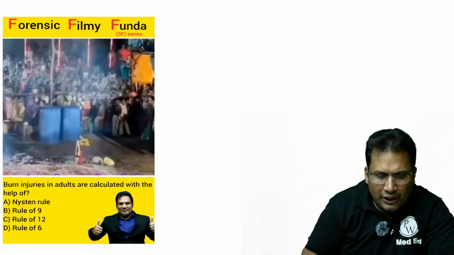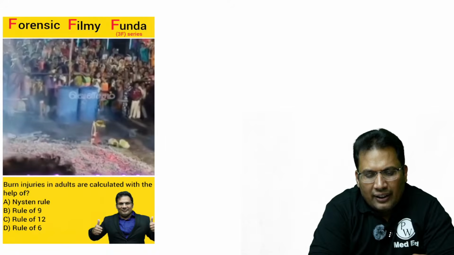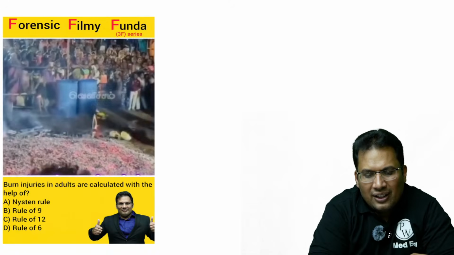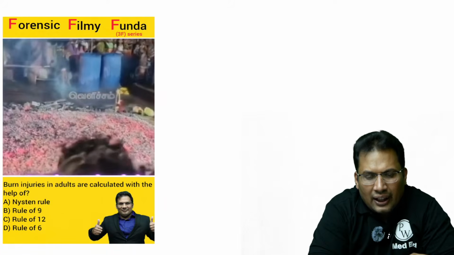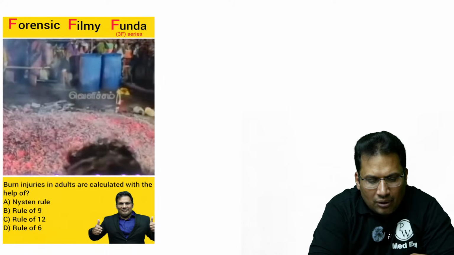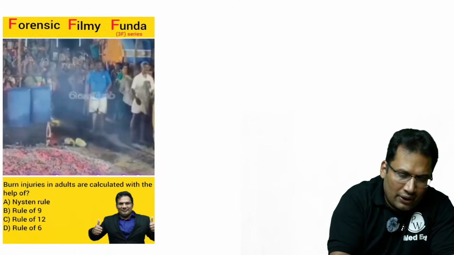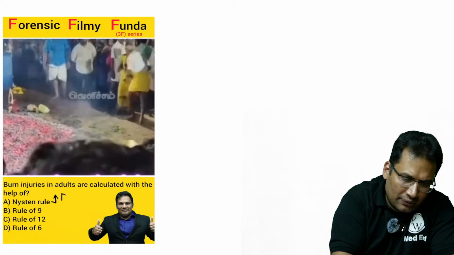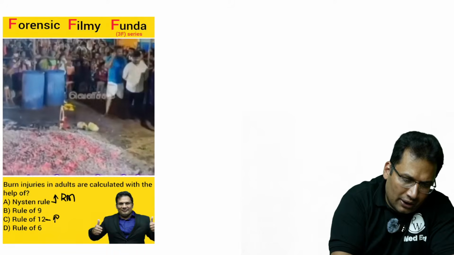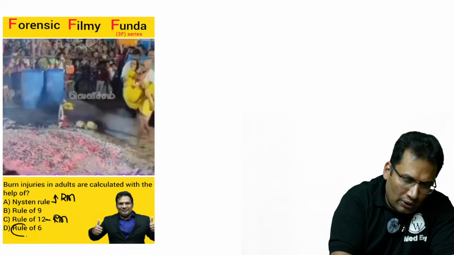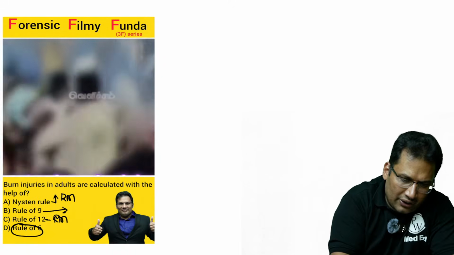Now, burn injuries in adults are calculated with the help of. So here is a case of accidental burn in an adult. Burn injuries in adults calculated with the help of. Options are Nysten rule. Nysten rule basically for rigor mortis. Rule of 12, that is basically rigor mortis. Do you know rule of 6 in forensic? Rule of 9 is the correct answer.